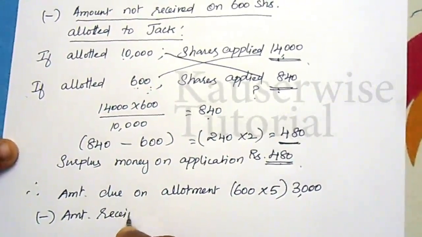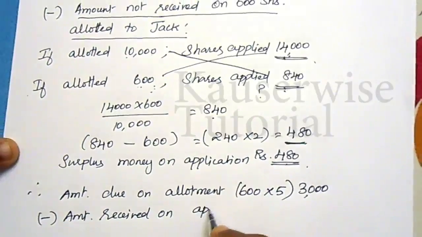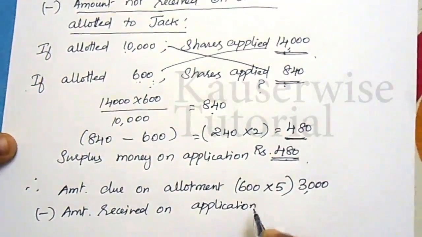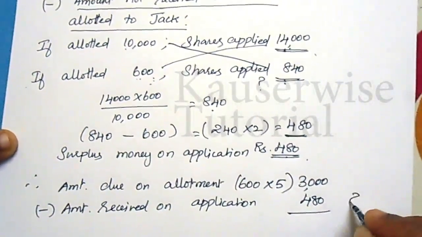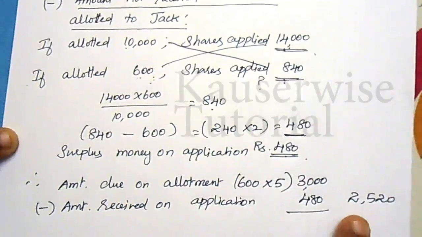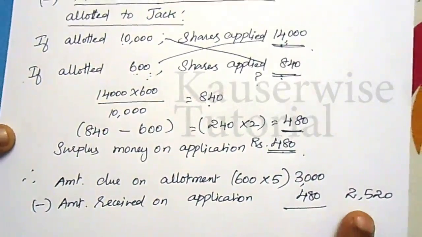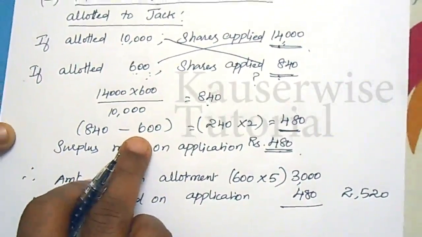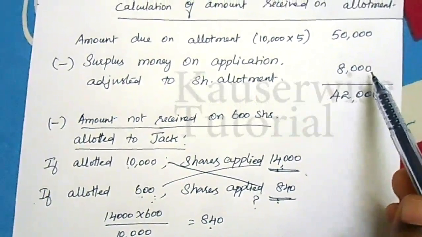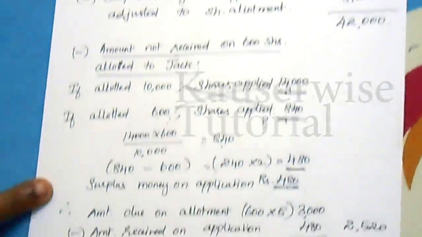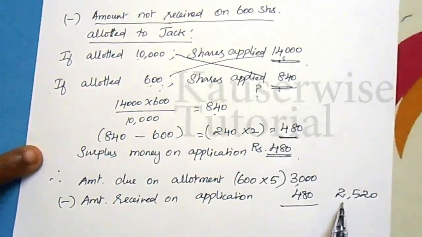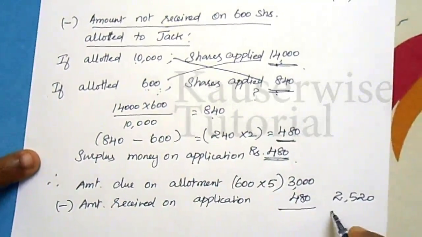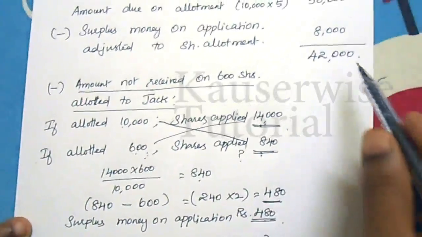Amount received on application, that is excess money, 480. Subtract 480 from the due amount. Now 2,520 is the actual amount we are supposed to receive from Jack, for 600 shares. On the whole, for the total shares, 42,000 is due. That is 50,000 minus 8,000 is equal to 42,000. In that, 2,520 is the amount Jack needs to pay, and this amount is failed to be paid by Jack. So now subtract 2,520 from 42,000.